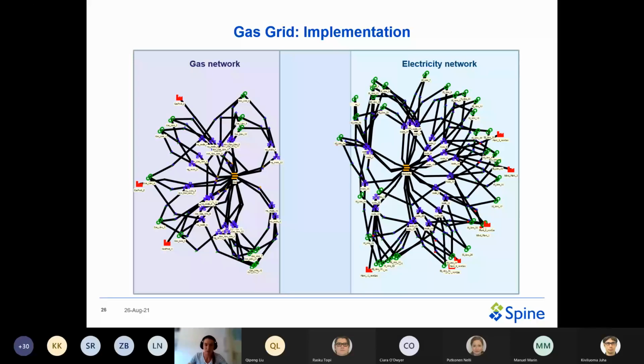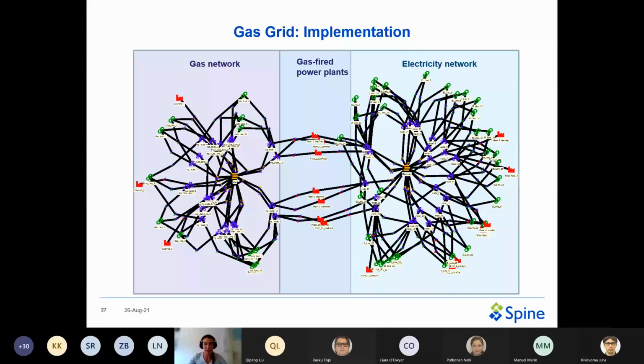And to bring those two networks together, well, we have in the middle, obviously, our gas-fired power plants. So those are really the coupling entity in this example that are gas-fired and produce electricity.